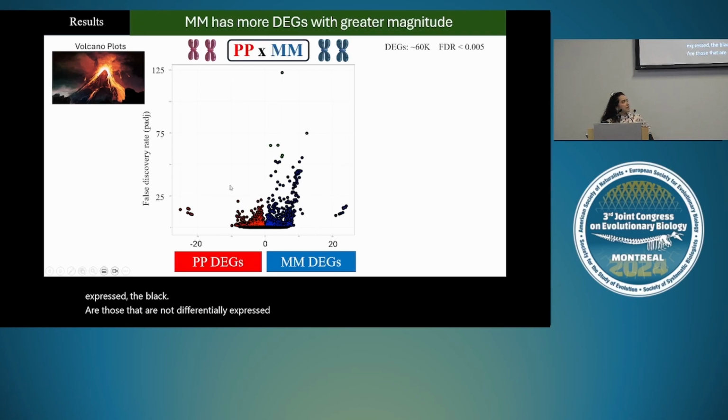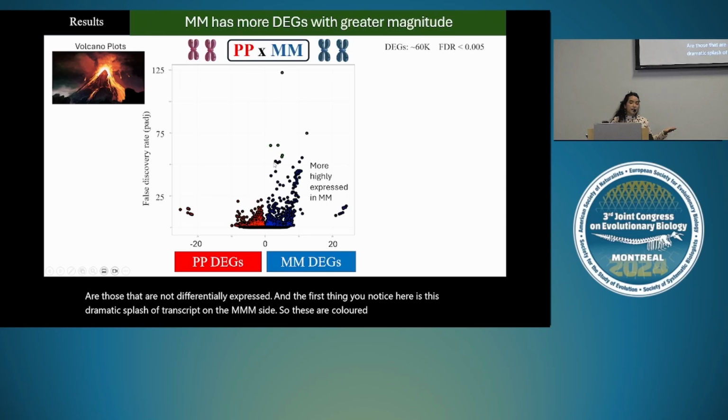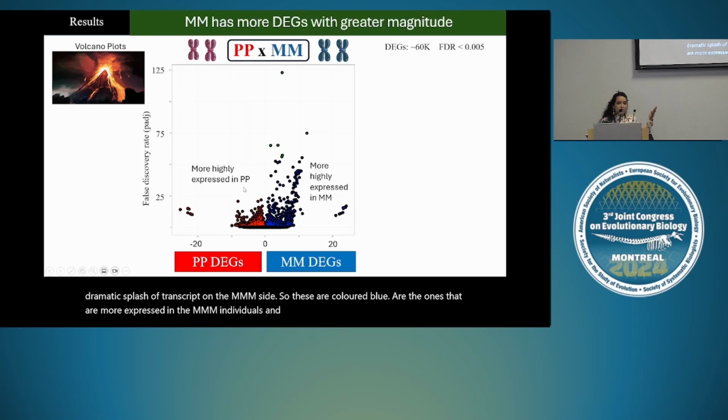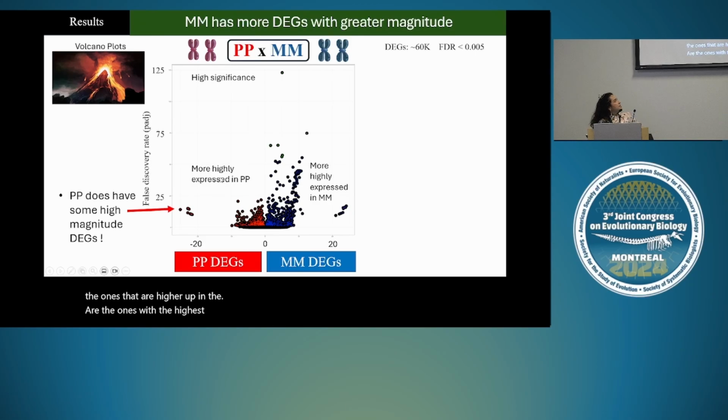The first thing to notice here is this dramatic splash of transcripts on the MM side. The ones colored blue are more expressed in the MM individuals, and likewise, the ones colored red are more expressed in the PP homozygote individuals. There's a lot that seem to be more dramatically expressed in the MM individuals, and the ones higher up in the graph are the ones with the highest significance.